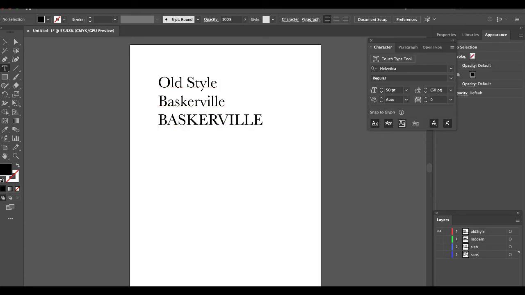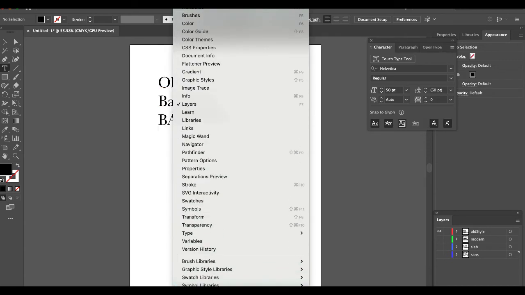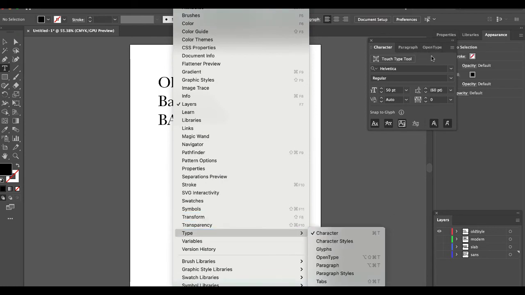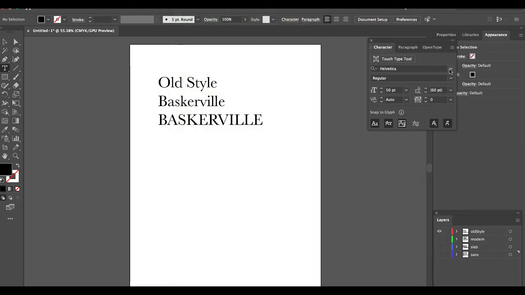Don't forget, if you are in Illustrator, you'll just go to Window, Type, and Character to bring up this window where you can pick your font choices here. The font family, meaning light, bold, italic, whatever comes with that font. All right, so old styles. Old style started in the 1400s, was based on hand lettering.